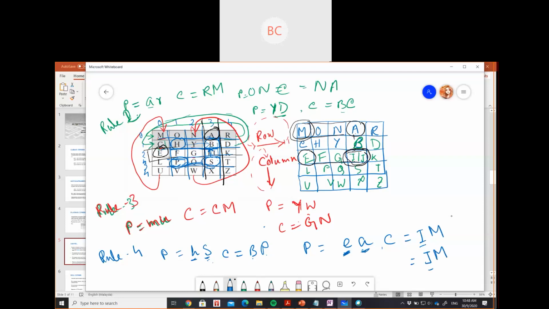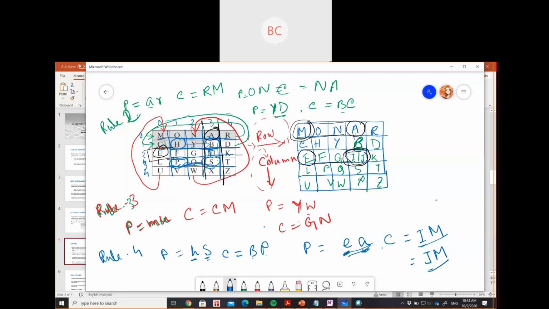So depending on your wish, you can replace EA. This encrypted word can be either IM or JM. Yes, correct. It's IM or JM. Correct.